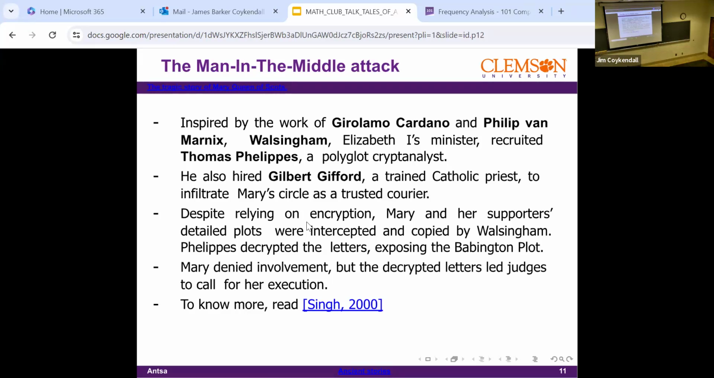Mary and her supporters' letters were intercepted and copied by the minister. So the courier gives the letter to the minister, he copies it and gives it to the cryptanalyst, and the actual letter then gets sent to the actual people. So every communication gets copied and decrypted. Although Mary denied involvement till the end, the decrypted letters led the judge to call for her execution. If you want to know more about the story, you definitely have to read the book.